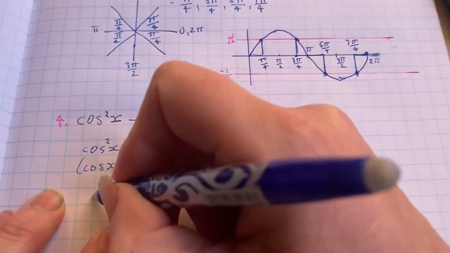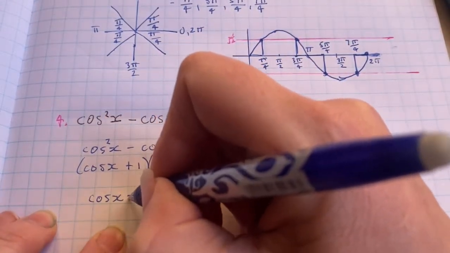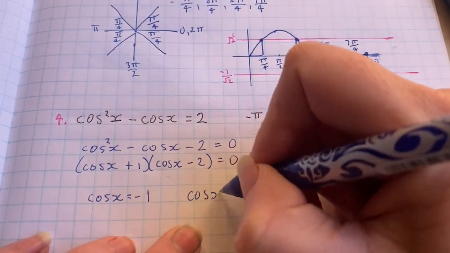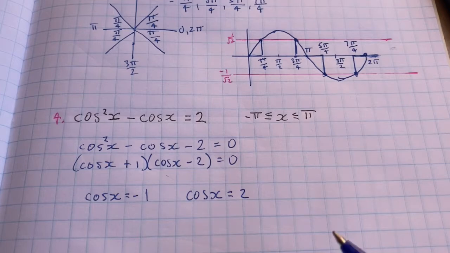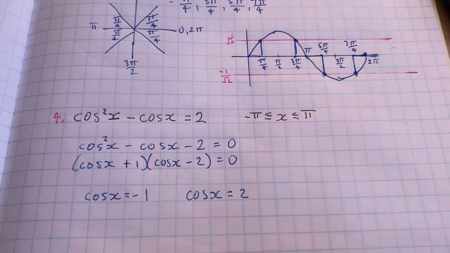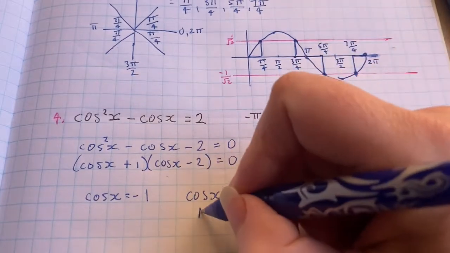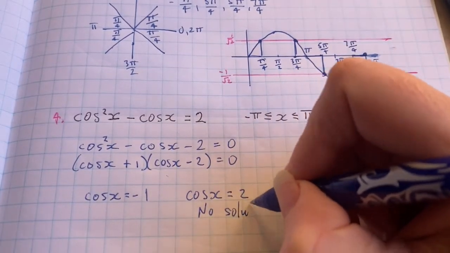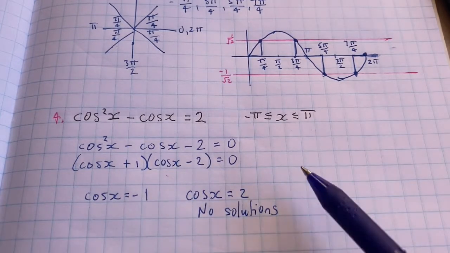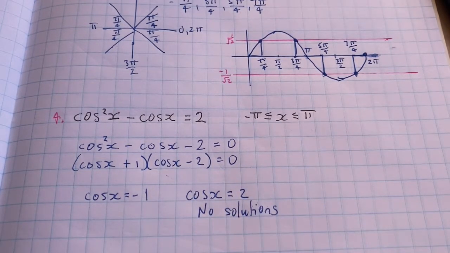So on this one, my cos x would equal -1. And on this one, my cos x would equal 2. Now, cos x never, ever, ever equals 2. It's always between -1 and 1. So for this one, I have no solutions. Okay, it's possible I could have solutions for both. In this case, I don't. There are no solutions where cos x equals 2.